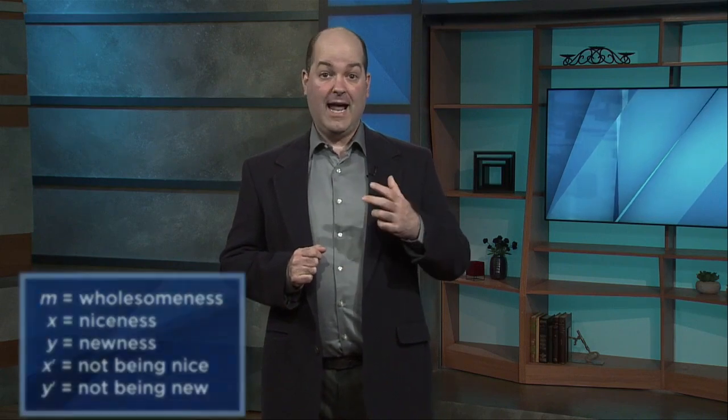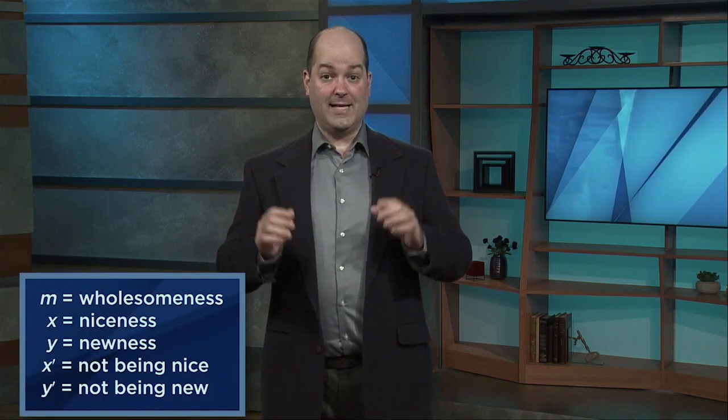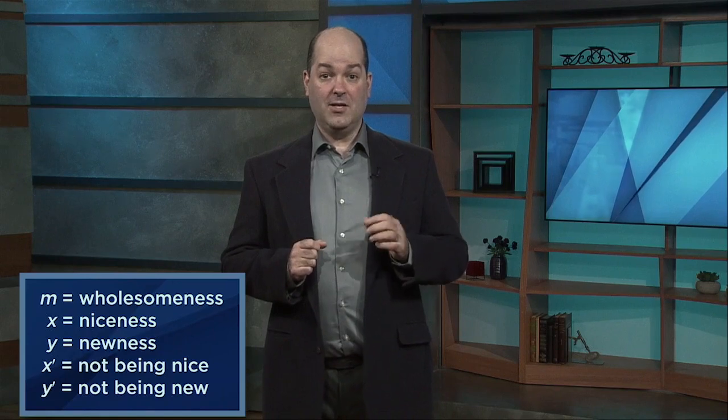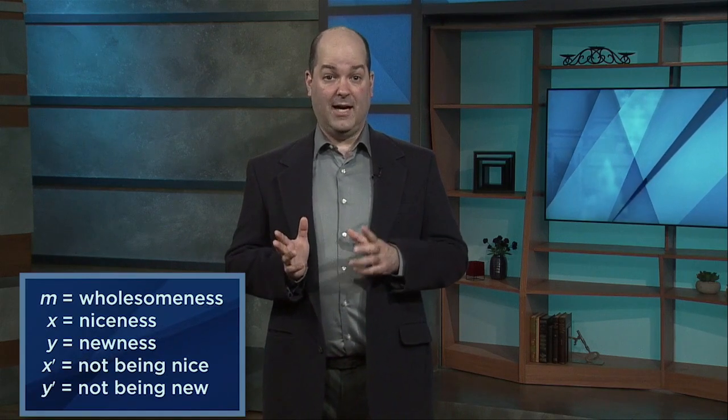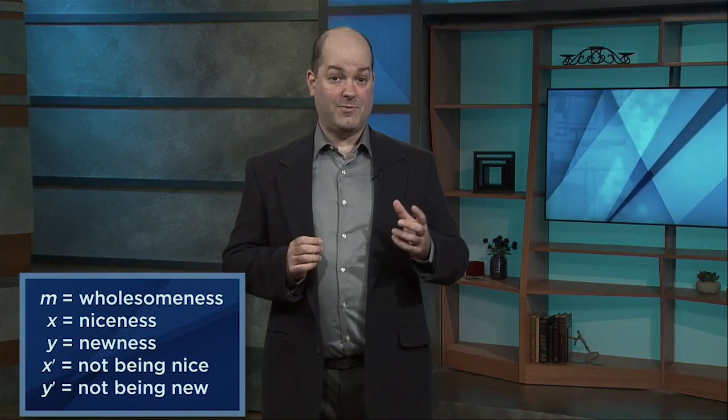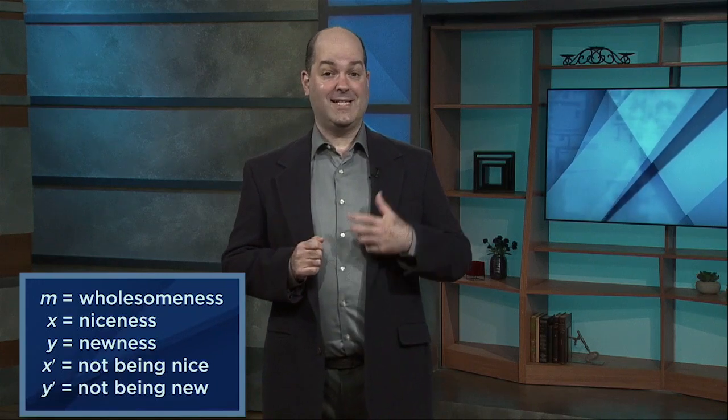In Aristotelian logic, the term that appears twice in a syllogism is called the middle term. So Carroll used the letter M to represent it. In our puzzle, M represents wholesomeness. He then used X and Y to represent the other terms, so we will say that X represents niceness and Y represents newness.